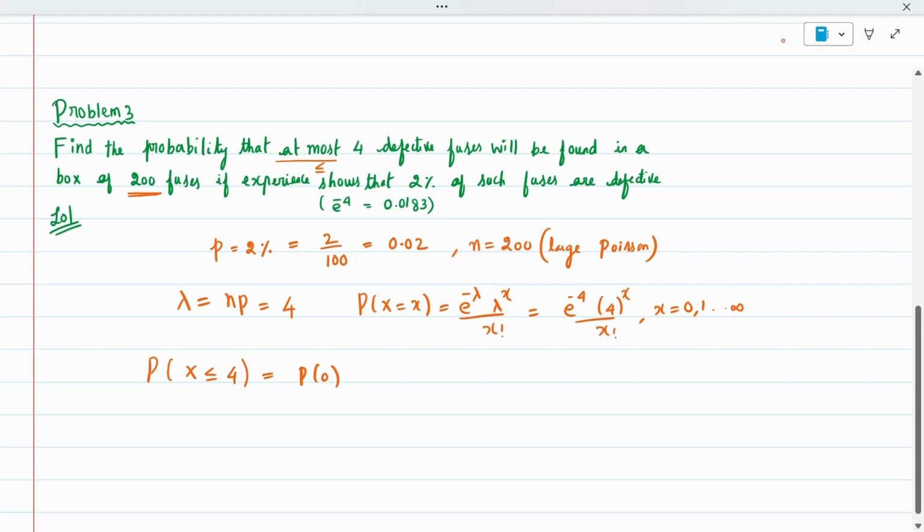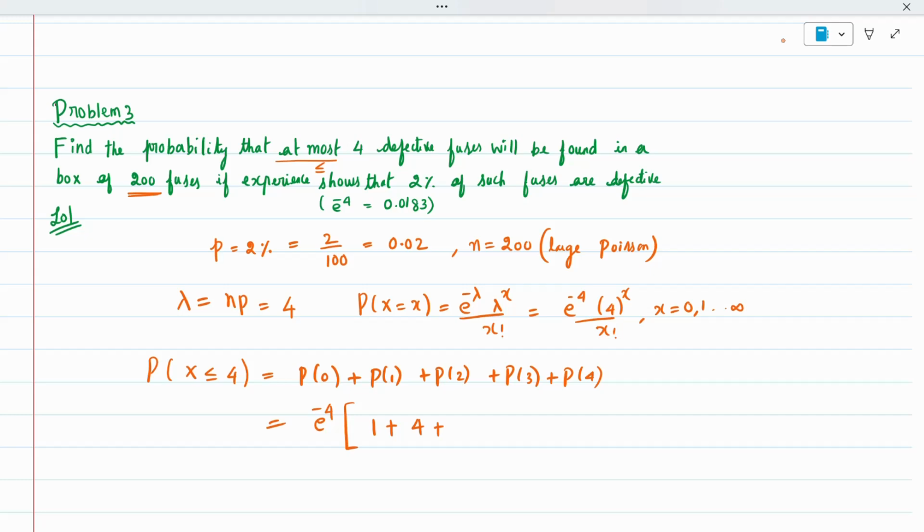So x equal to 0, 1, 2, 3, 4. Substitute in this x equal to 0, 1, 2, 3, 4, add all the answers, we will get the solution. So p0: e to the power minus 4 is common throughout, so I will take it outside, so it is easy for my calculation. For x is 0, anything power 0 is 1, 0 factorial is 1, so 1. Plus p1: 4 divided by 1 only.